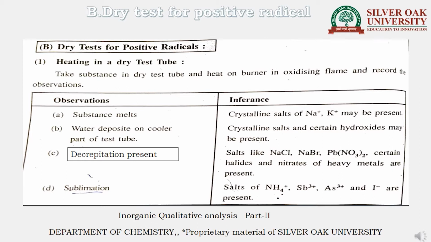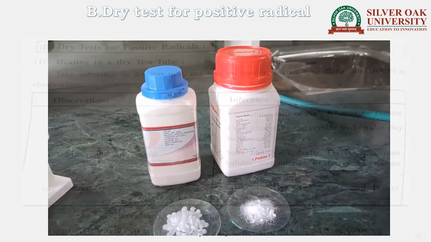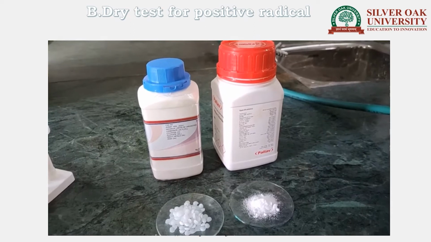Our fourth one is sublimation, that is, salts which convert from solid directly into gas. If this process occurs, that is, if your salt converts directly into gas, then salt of ammonia, antimony, arsenic and iodide may be present. Let's discuss deeply in the next video. Let's move to the second part of our analysis.